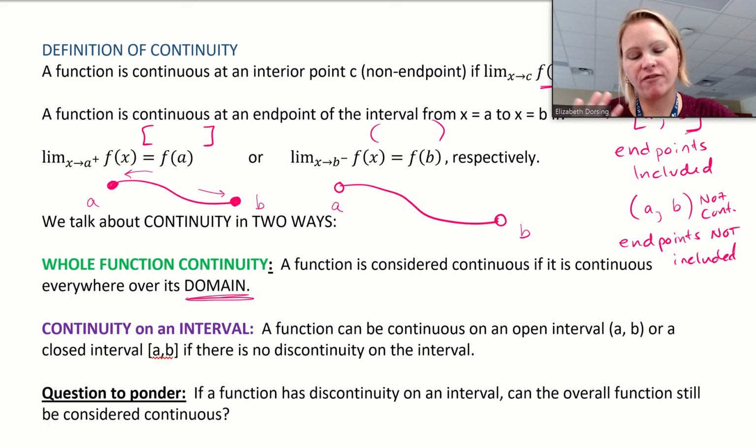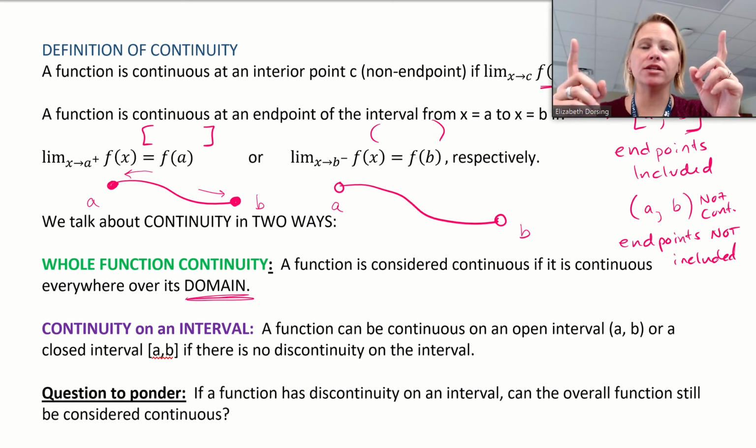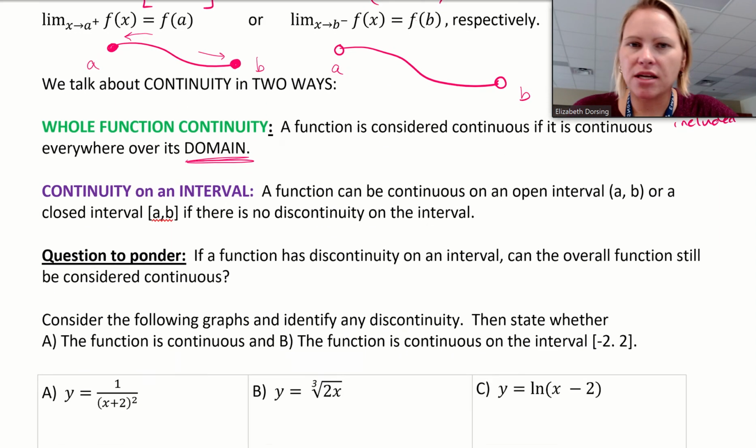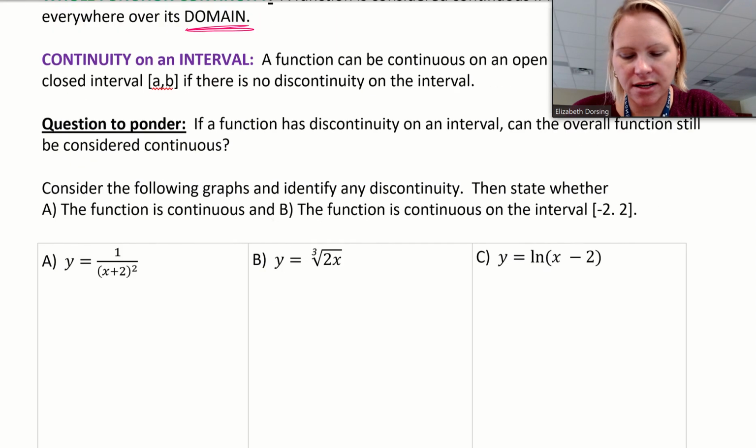You can also have continuity over an interval. A function is continuous over an interval if between the two endpoints there's no discontinuity. So let's talk a little bit more about these situations and see some visuals to help us really get this concept down. Because if you're like me, you need to see it, and so we're going to see it now.